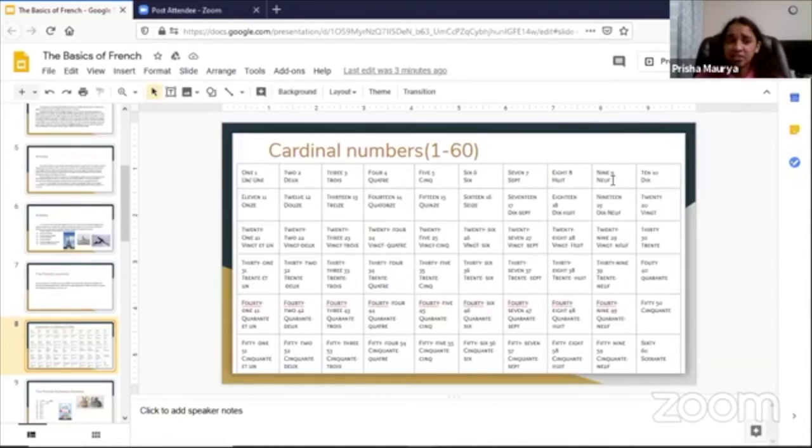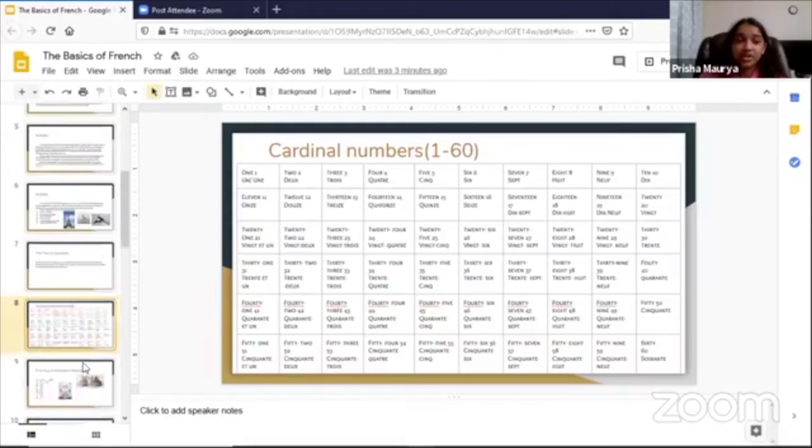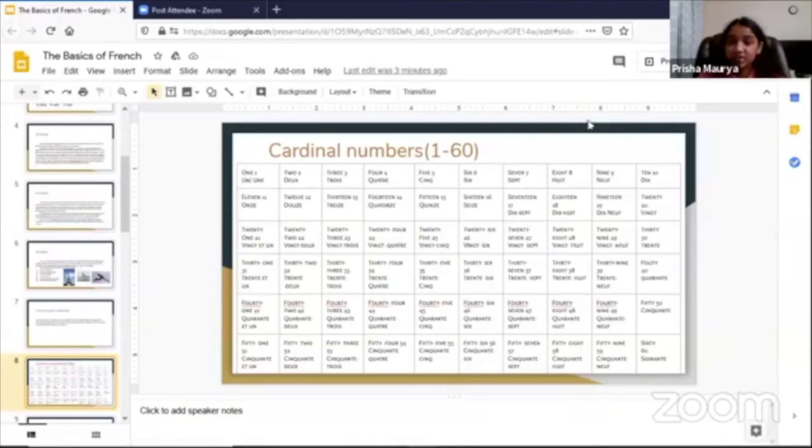These are going to be used in the future. We have a few conjugations to discuss, like être and avoir. That's when we're going to be making sentences and using the numbers, and they're going to be really important. So if you have a notebook, you can write them down.